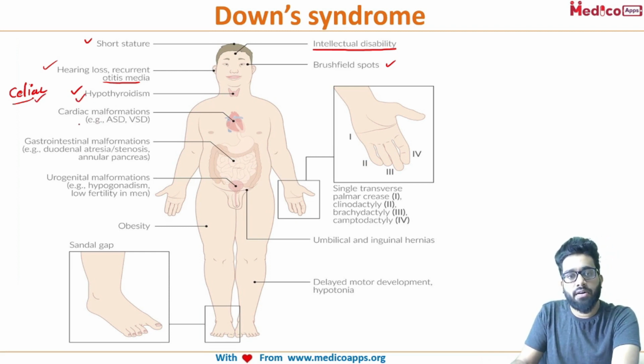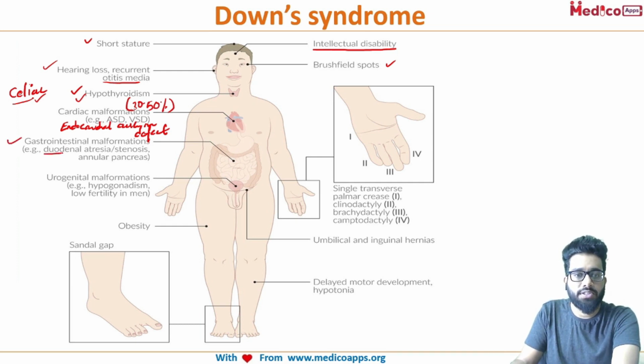Okay, in the cardiac malformations, you can have ASD, VSD, but what is the most common defect? It is called endocardial cushion defect. Endocardial cushion defect is the most common defect seen in Down syndrome. Almost 50% of Down syndrome patients end up having some cardiac malformation, 30 to 50%. We can also have very characteristic gastrointestinal malformations like duodenal atresia, annular pancreas, and also Hirschsprung's disease in the rectum, and urogenital malformations like hypogonadism.